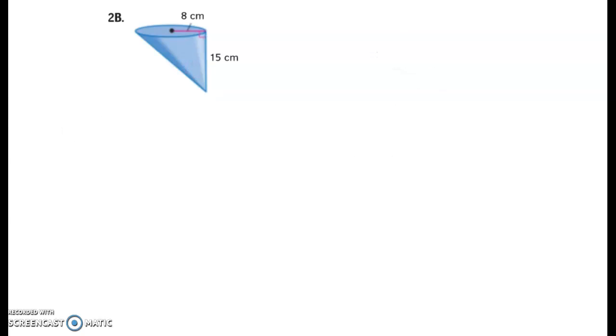Here is my second example for volume of a cone. You'll notice this one's a little bit different in that the height is on the side. It's not straight up through the middle. So I'm going to begin the same way I always do. Write my formula. Volume equals 1/3 area of the base times the height.